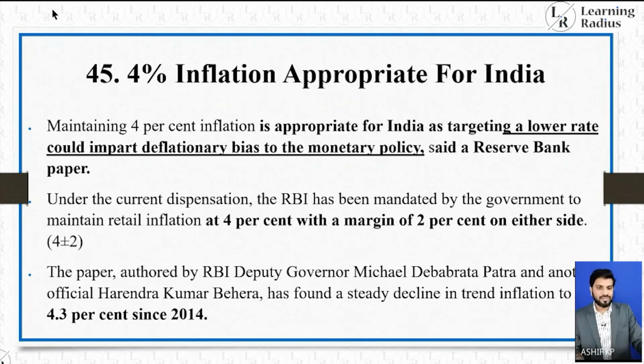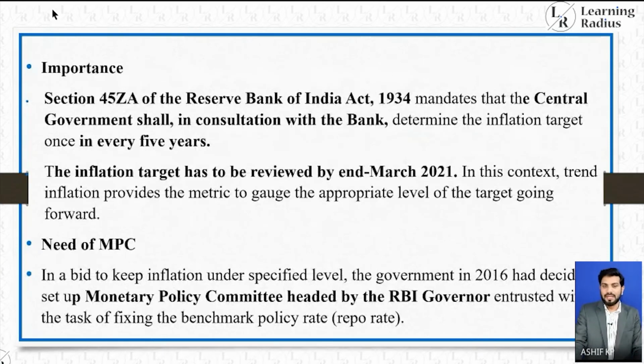So 4% inflation appropriate for India. Maintaining 4% inflation is appropriate for India as targeting a lower rate could impart deflationary bias to the monetary policy, said a Reserve Bank paper. Under the current dispensation, the RBI has been mandated by the government to maintain retail inflation at 4% with a margin of 2% on either side. Section 45ZA of the Reserve Bank of India Act 1934 mandates the central government shall, in consultation with the bank, determine the inflation target once in every 5 years. The inflation target has to be reviewed by end March 2021. In this context, trend inflation provides the metric to gauge the appropriate level of the target going forward. Now, what is the need of NPC?